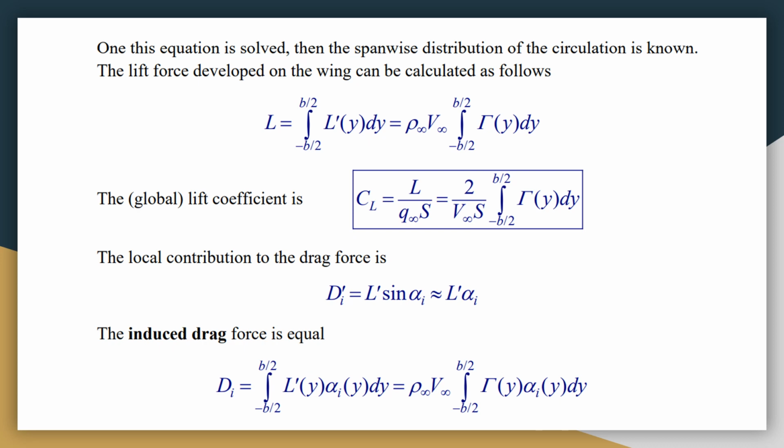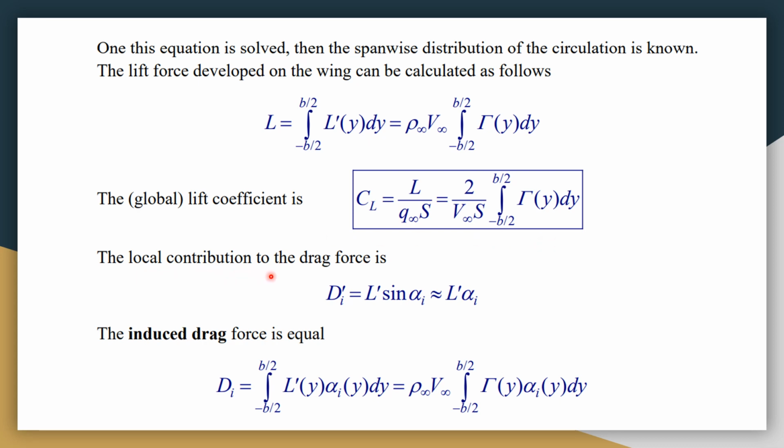Once the equation is solved, the span-wise distribution of the circulation is known, and the lift force developed on the wing can be calculated as follows. L, the lift, equals the integral from minus b by 2 to plus b by 2 of L dash y dy, equal to rho infinity V infinity integral from minus b by 2 to plus b by 2 of tau y dy. The global lift coefficient is CL equal to L divided by q infinity S, equal to 2 divided by V infinity S times the integral from minus b by 2 to plus b by 2 of tau y dy.